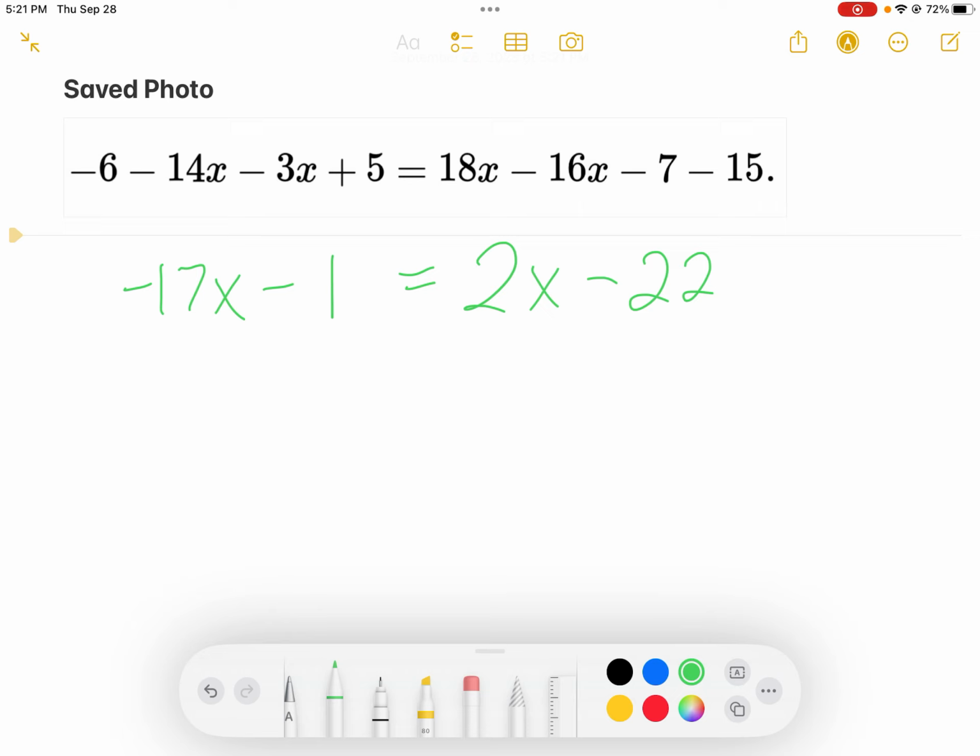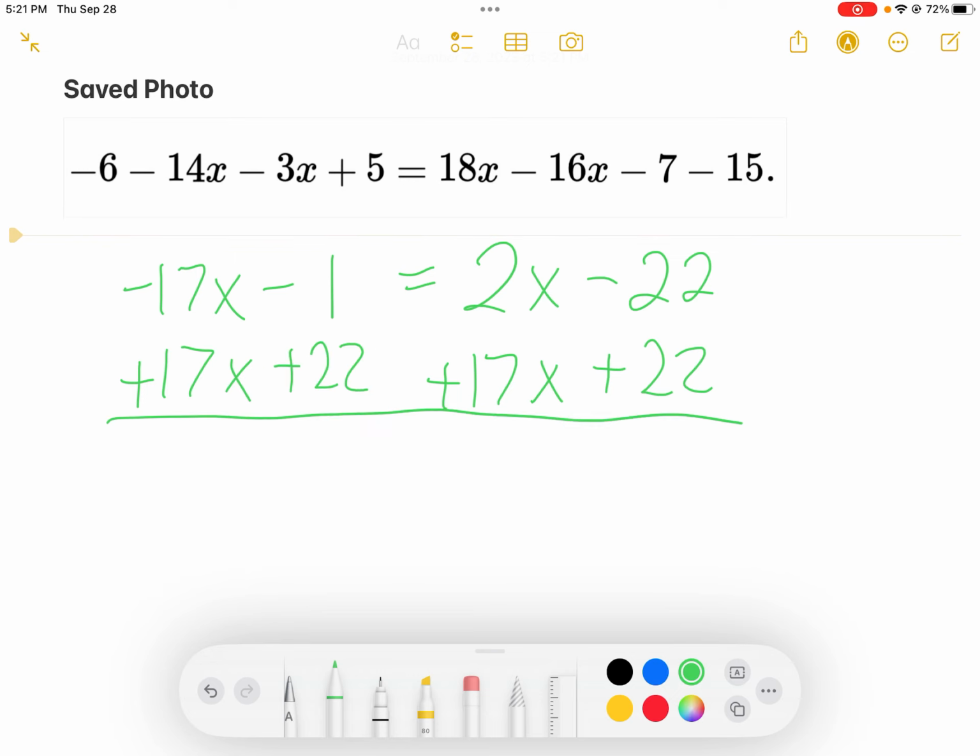Now I will move all my x's to the same side of the equation. You can choose to put them on the right or on the left. I'm choosing to put my x's all on the right-hand side, and I'm going to put all of my constants on the left. So the 22's will go away and the 17x's will go away over here. I'm going to be left with 19x equals 23.